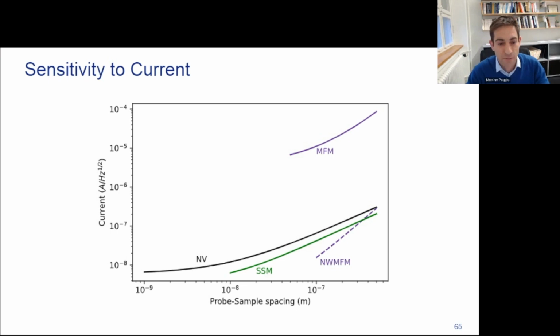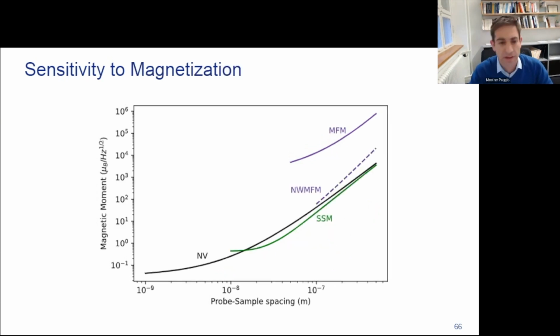And nanowire MFM has a potential to be very interesting for larger feature sizes, although it's as yet still unproven. If you then look at magnetization, the picture is slightly different. Again, standard MFM is really far too weak to measure very, very small concentrations of magnetic moment, but nanowire MFM might make it competitive with the other two techniques.